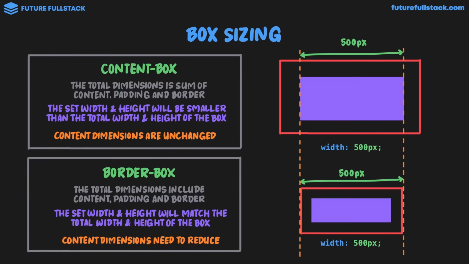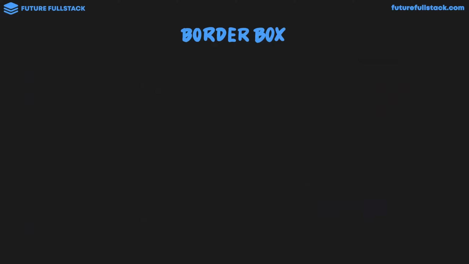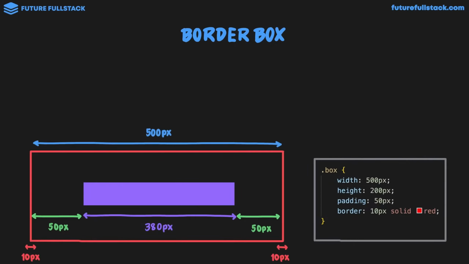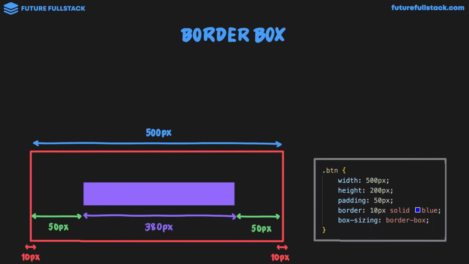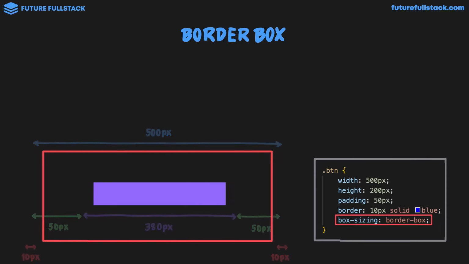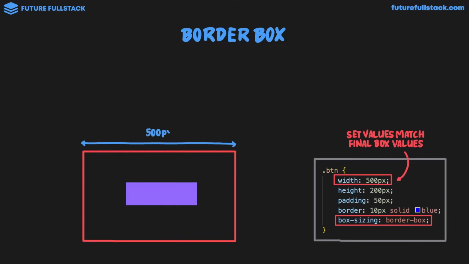So now that we've compared content-box and border-box, let's look at the border-box value in more detail. This is the setup we had at the start. Now I'm going to update the CSS to include the box-sizing property with the value border-box. Just as a reminder, the default value is content-box, but I'm now changing this to border-box. By doing that, this is what will happen. The whole element will shrink. The width of 500 pixels, the set value of our width, matches the final box values. So the total width now is 500 pixels.